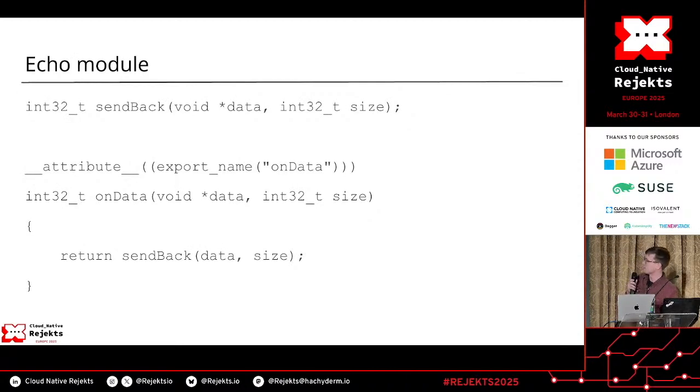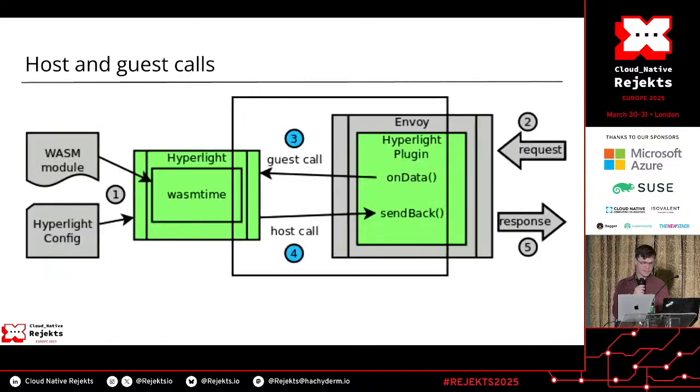For completeness, this is the Echo WebAssembly module. It's even simpler than Dan showed earlier. It basically exposes one function, on data. That's what Envoy will call when data arrives on the connection. And this function doesn't do anything except call back into the host to say, well, send it back. Like, I don't want to deal with that. But obviously, the module may implement more complicated functionality, just for the sake of the example. Now, let's take a look at the interface between the host and the guest.